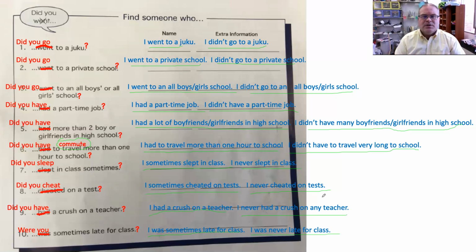Okay, please tell us. Okay, I didn't go to a juku. I did go to a private school. I didn't go to an all-boys school. I had a part-time job. I didn't have to travel very long to school. I never slept in class. I never cheated on tests. Hold on, Tony, I was busy cutting people's hair off, but I didn't cheat in class.